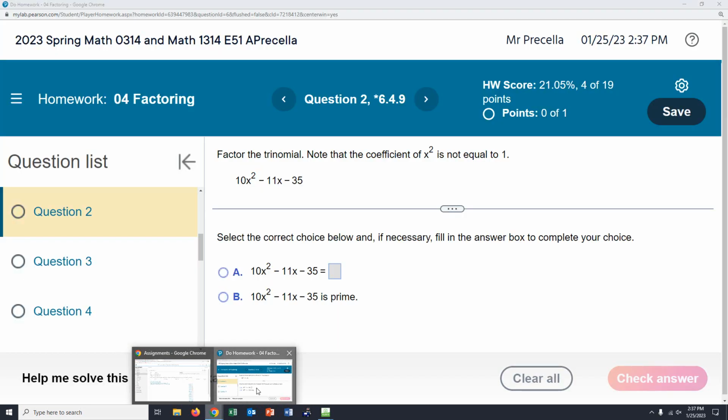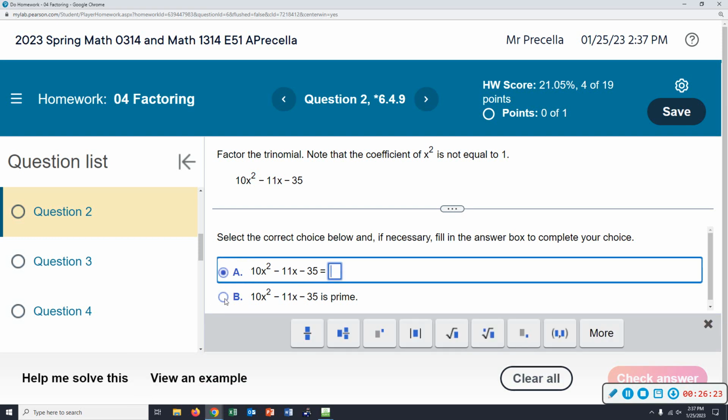Now, let me punch this in, and we'll discuss what this option B is in a moment. Here, the order in which you write the parentheses doesn't matter. So when we say there's more than one answer, you could write the 2x minus 5 first, and then the 5x plus 7. Or you could have typed in the 5x plus 7 first, and then the 2x minus 5. The order in which you write the parentheses doesn't matter.